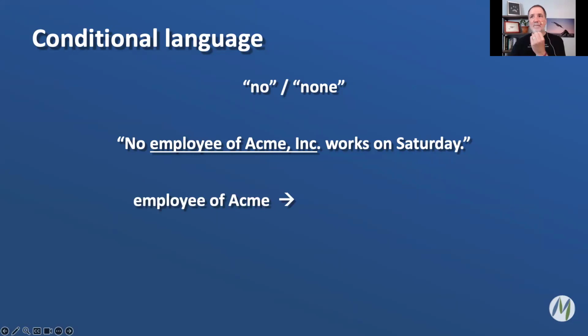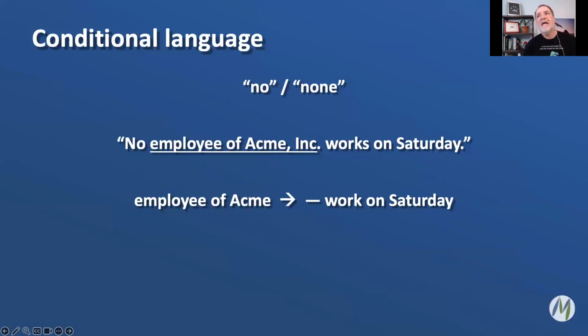If I am an employee of Acme, and then I step back and say, okay, what is this whole sentence telling me about myself? If I'm an employee of Acme, then what? Oh, then I don't work on Saturday. Boom, we have our necessary condition. We have our if then statement. If you are an employee of Acme, then you do not work on Saturday.